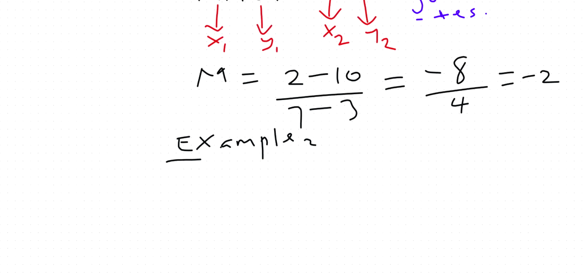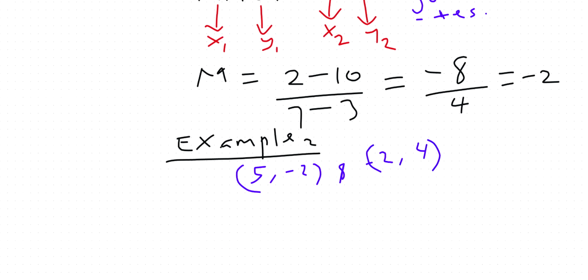If I have (5, negative 2) and (negative 2, 4), and I want you to obtain the slope. So how do you do it? What will be the solution?